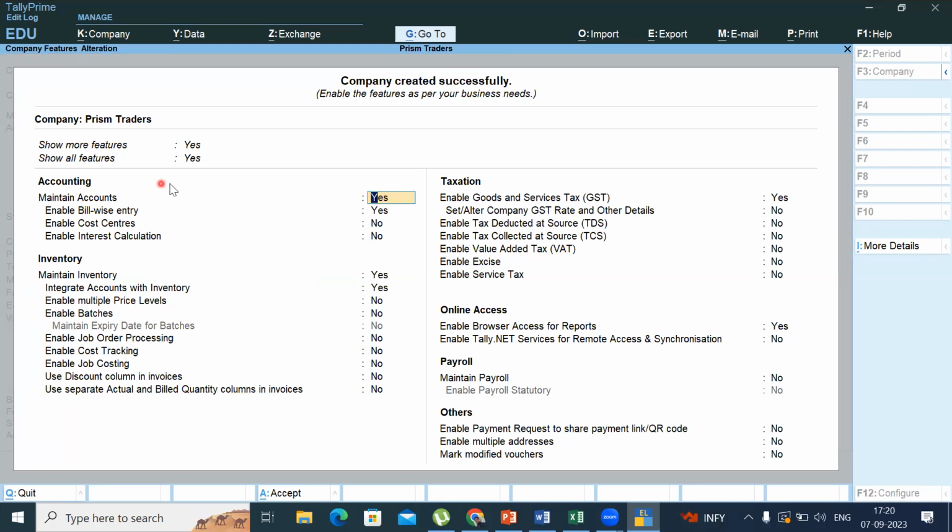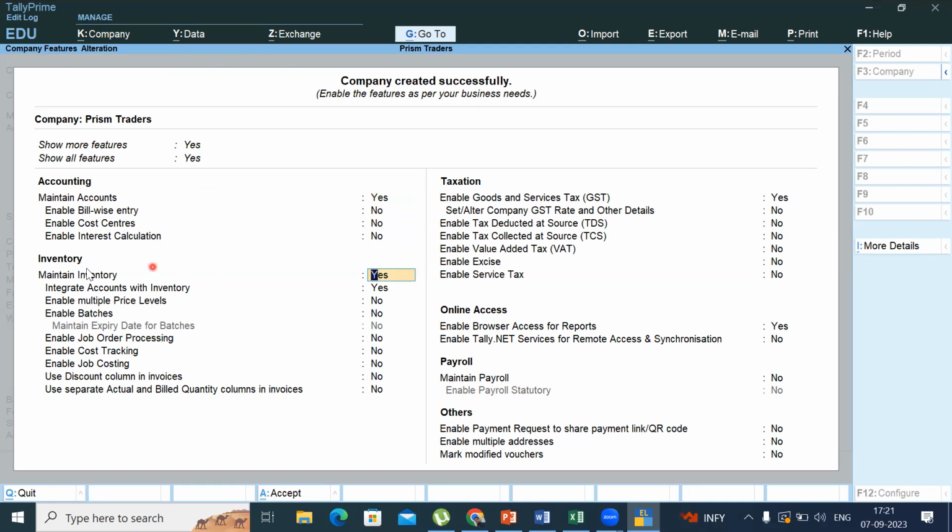Coming to the first line, you must enable show more features. Yes, it is already enabled. Show all features: yes. In case it is disabled as no, just press yes. On the accounting side, maintain accounts: yes, at the first time. Enable bill-wise details: no. See here, in the coming classes we'll discuss what the bill-wise concept and the cost centre concepts are. So first of all, enable only this option, and enable bill-wise details is no.